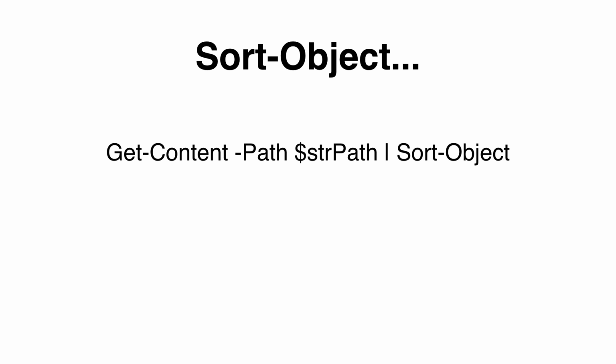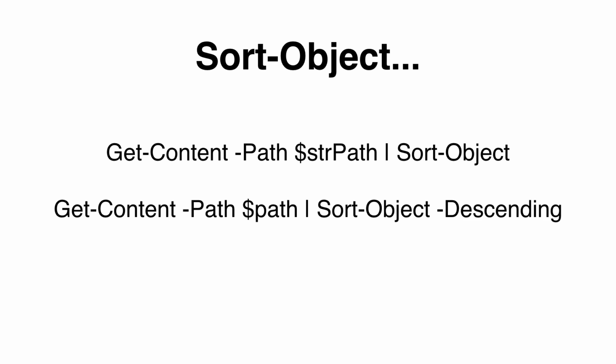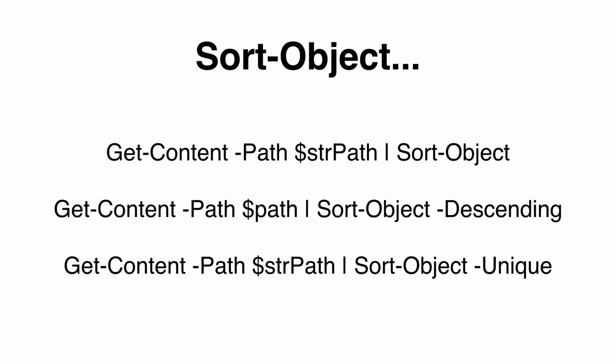If we want to sort the content of a file, we can do that by simply piping the Get-Content commandlet to the Sort-Object commandlet. To sort information in descending order, we pipe the commandlet to the Sort-Object and add the Descending parameter. To remove duplicate values, we can pipe the information to the Sort-Object and add the Unique parameter.